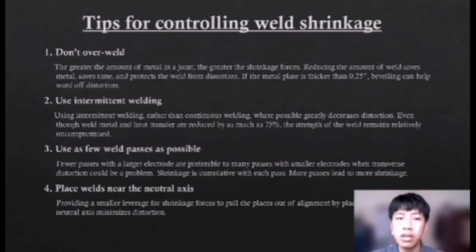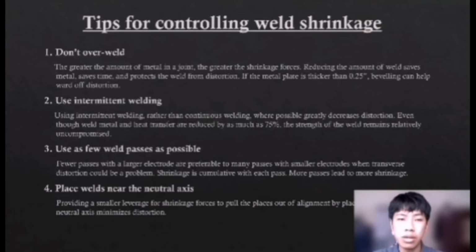Today, I want to present about tips for controlling weld shrinkage. First, don't overweld. The greater the amount of metal in a joint, the greater the shrinkage force. Reducing the amount of weld saves metal, saves time, and protects the weld from distortion. If the metal plate is thicker than 0.25, beveling can help ward off distortion.